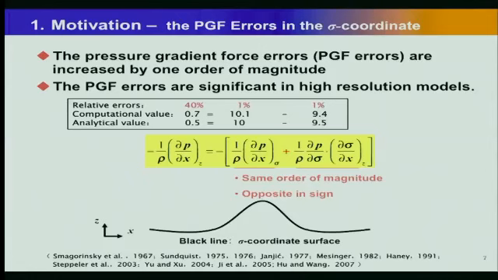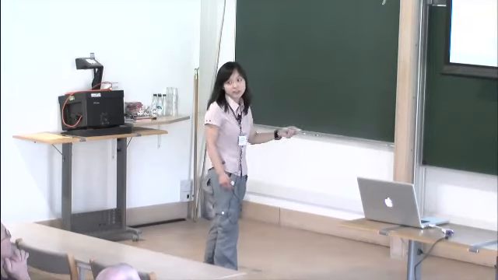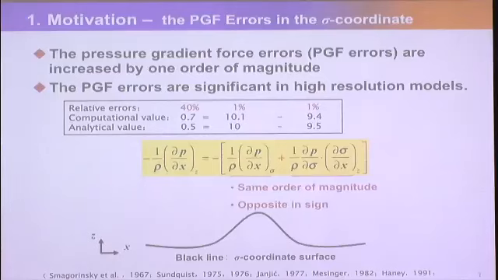Let's give an example of that. Assume that the analytical values of these 2 terms are 10 and 9.5. If we calculate them as 10.1 and 9.4, the relative errors of these 2 terms are only 1%. But can you see the result? We get a relative error of the PGF of 40%. That is the PGF error in the sigma coordinate.